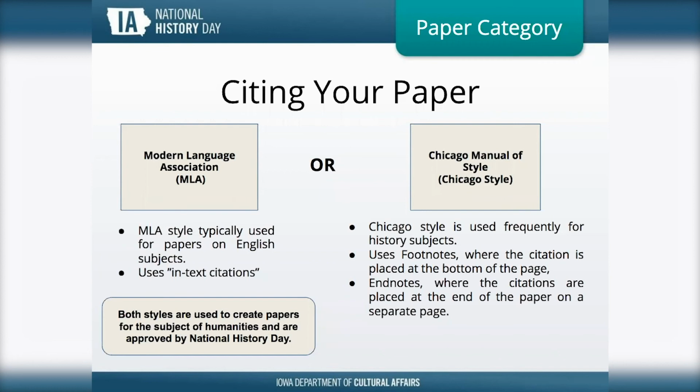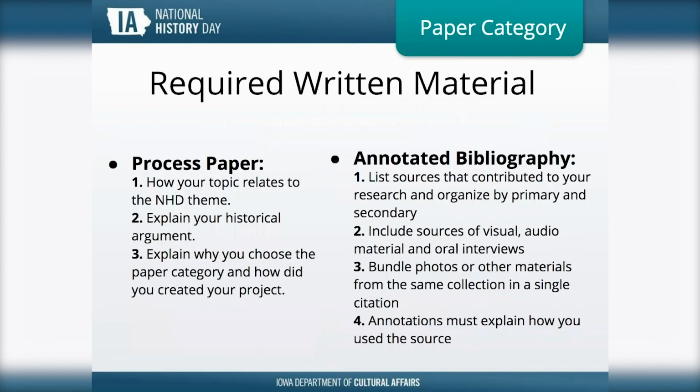That's great. Those are great tips. Thank you so much. Now, required written material in addition to the paper. It is an official rule change in 2021 that all papers in the paper category need to have a process paper in addition to the actual paper. In the process paper, you need to define how your topic relates to the National History Day theme. You need to explain your historical argument, and you need to explain why you chose the paper category and what you did to create your project.